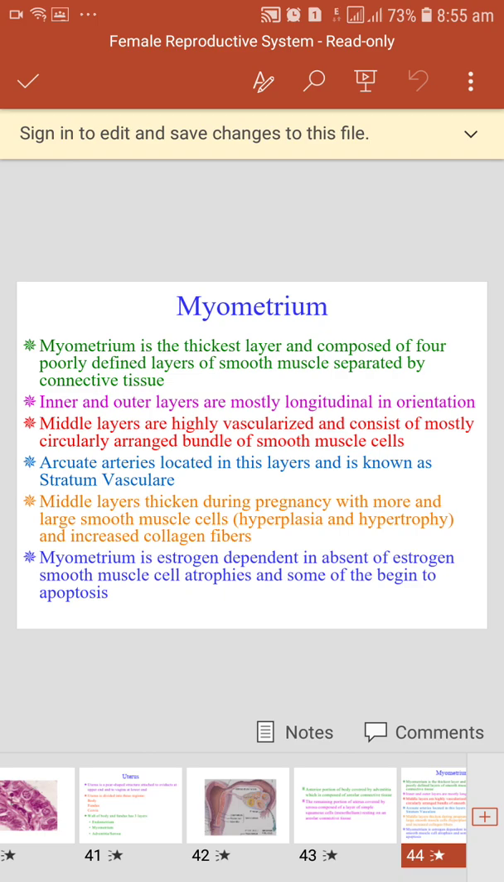Middle layer thickens during pregnancy with more and larger smooth muscle cells, meaning hyperplasia and hypertrophy, and increased collagen fibers. This layer is estrogen dependent. In the absence of estrogen, smooth muscle cells atrophy and some begin to undergo apoptosis. So in the myometrium, we concluded there are almost 4 poorly defined layers, with the inner and the outer being longitudinal, while the middle has circularly arranged muscle fibers.